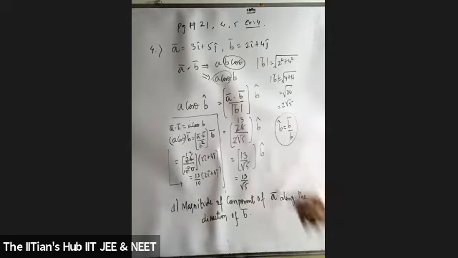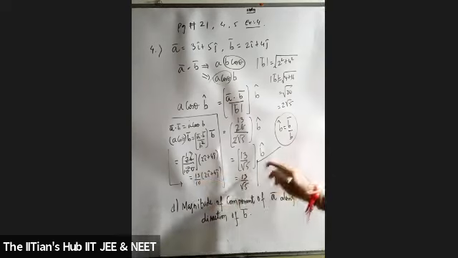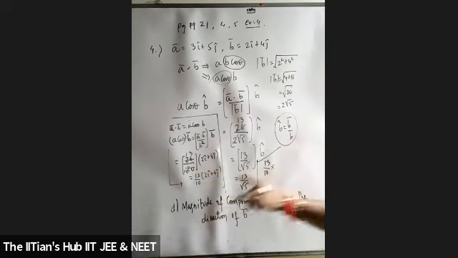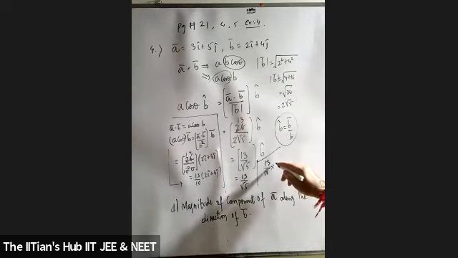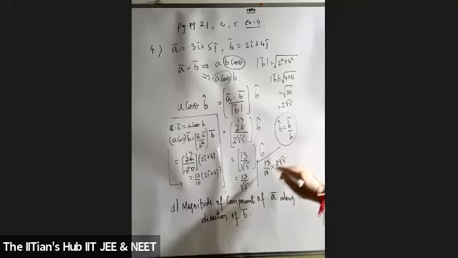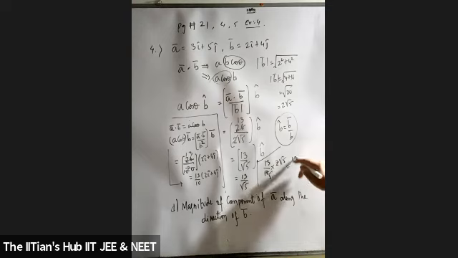Solve, look carefully. 13/10. What is the magnitude of this? What is the answer? 16 plus 4, 20. √20. How will you write √20? 2√5. So what will my answer be? 13 by √5, can I rationalize? Yes, sir. Are you getting it? Is this clear? Yes.